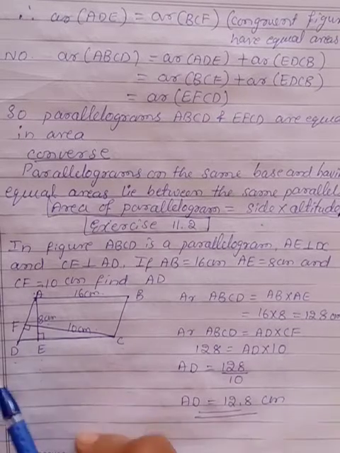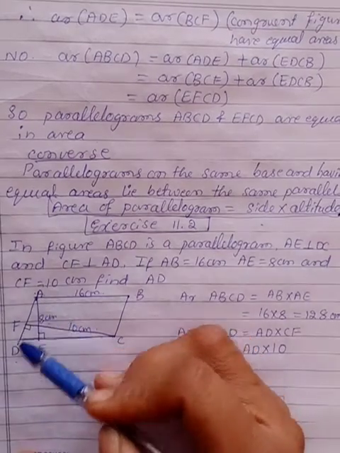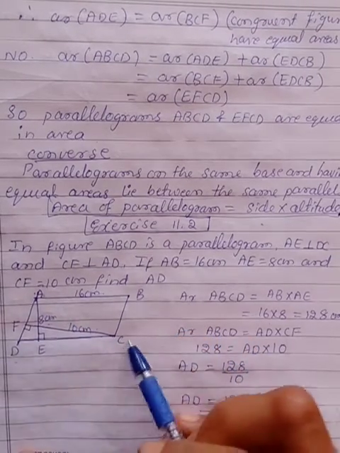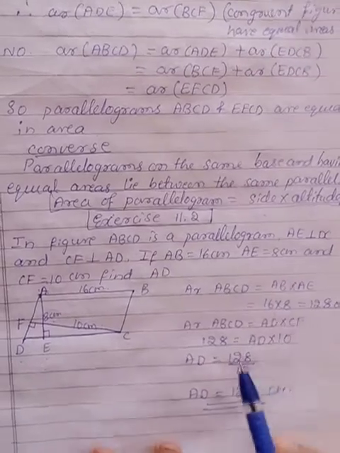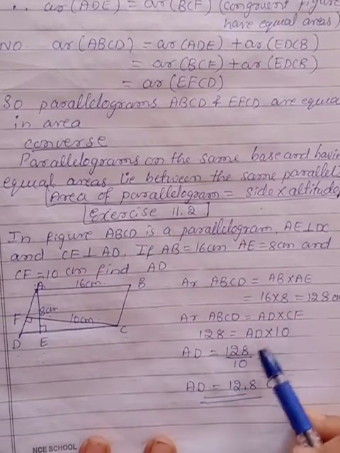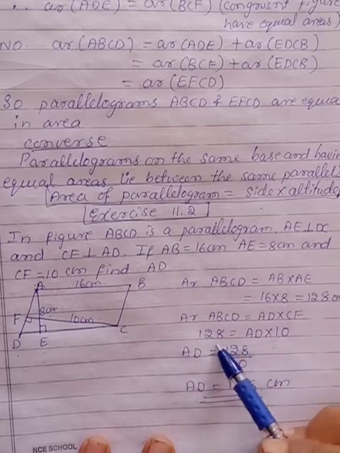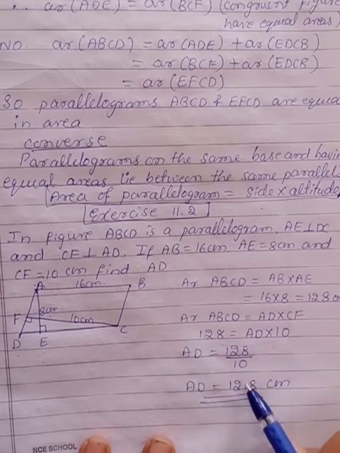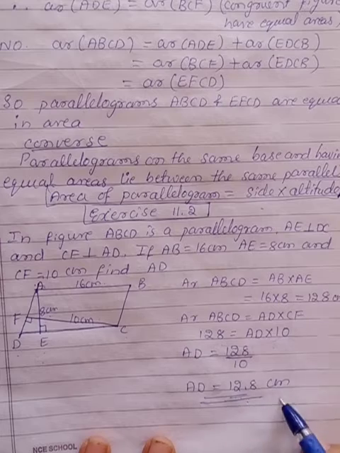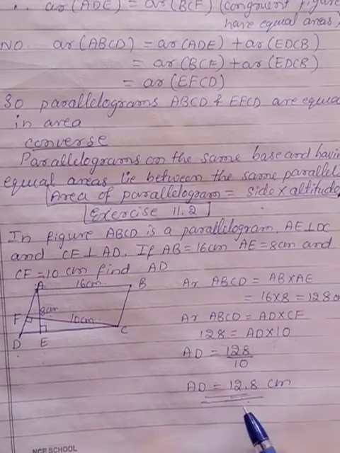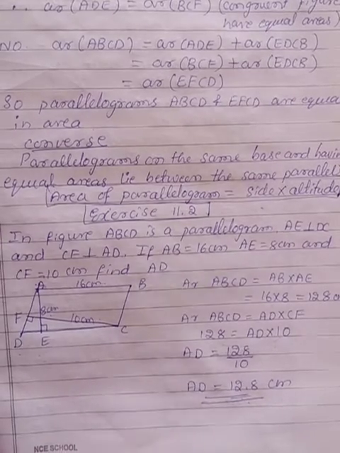Now, again ABCD area only, but the base I am taking as AD and height CF I am taking. Area is 128, AD we do not know, CF is 10. Transfer 10 to this side, 128 by 10, that is nothing but 12.8 centimeters. The measure of AD is 12.8 centimeters.